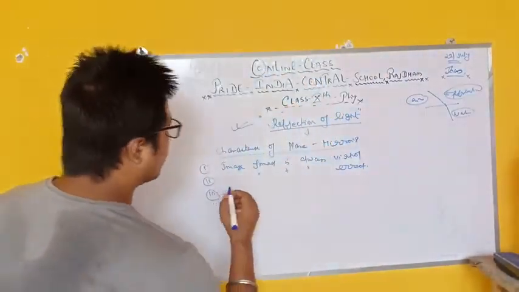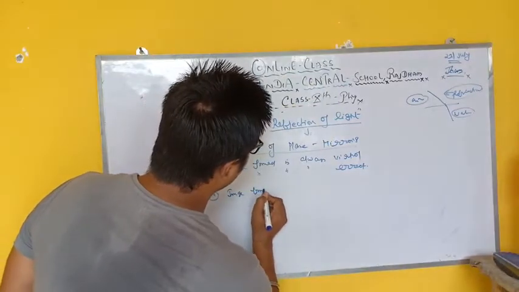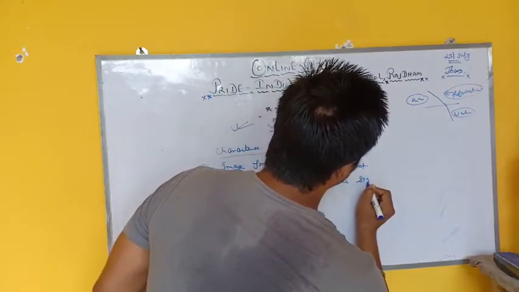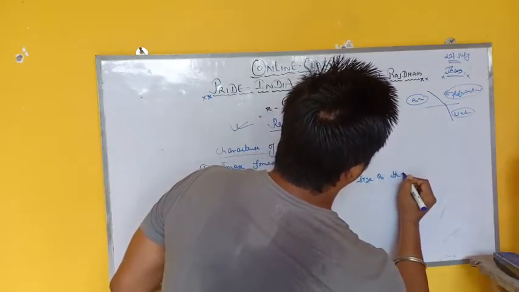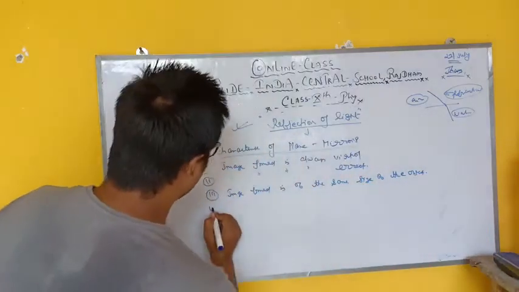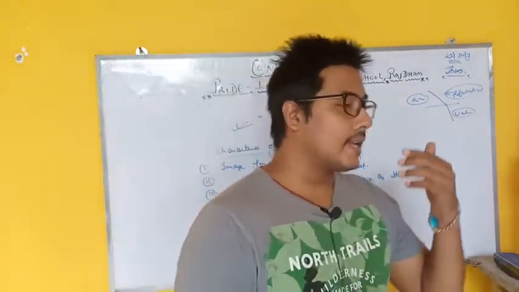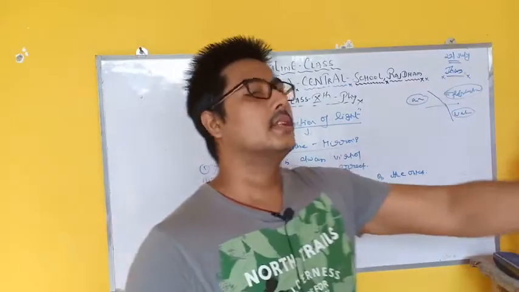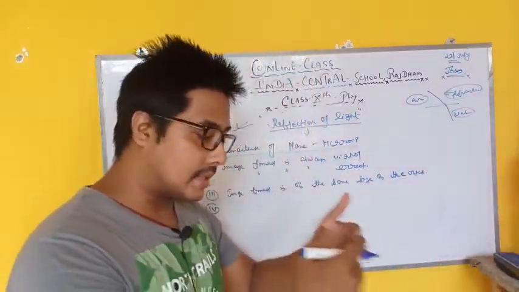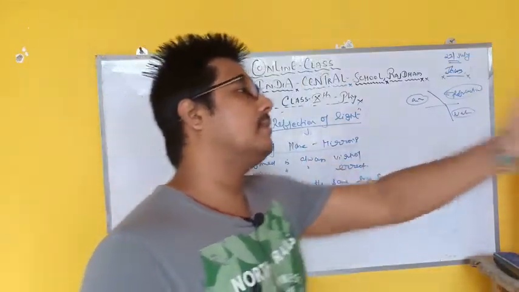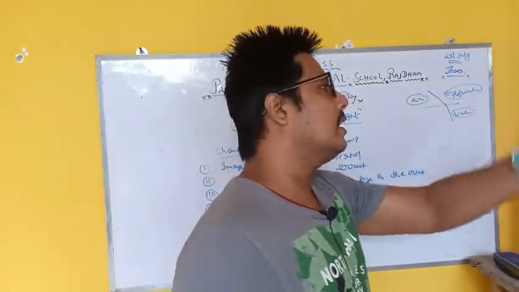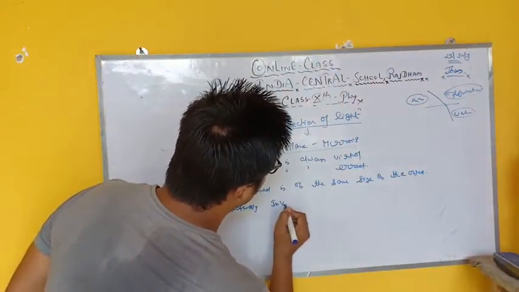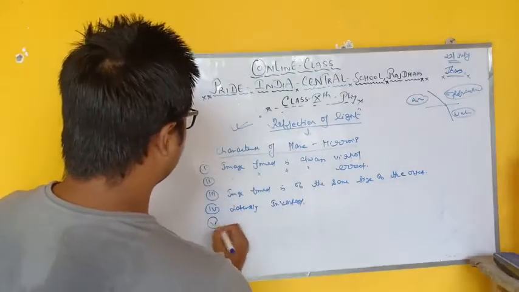The image formed is of the same size as the object. And the image formed is at the same distance behind the mirror as the object is in front of the mirror. And the image is laterally inverted.